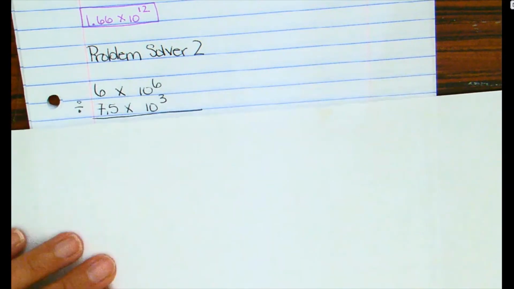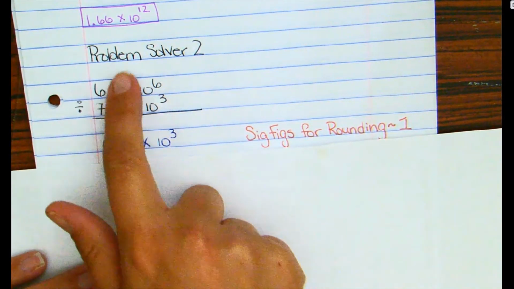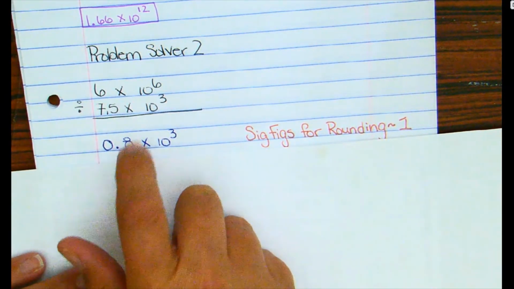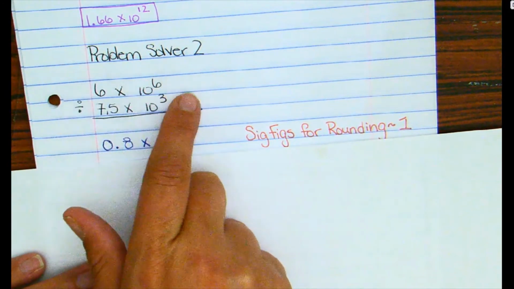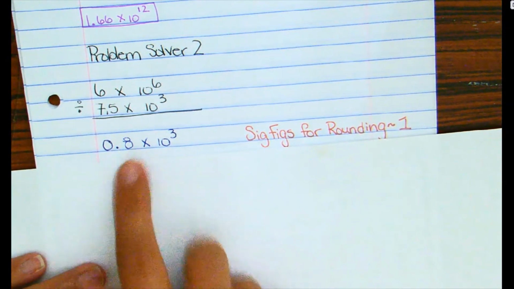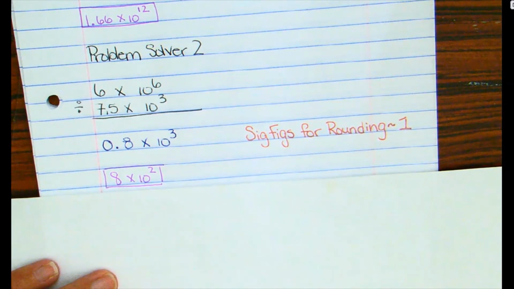Okay, time for problem solver 2. Solve 6 times 10 to the 6th divided by 7.5 times 10 to the 3rd. Okay, the first thing you do is solve everything before the x. So 6 divided by 7.5 is 0.8. Then 6 minus 3 is 3. We figure out our sig figs for rounding, which is 1, and we already have 1 shown. And then we put it into proper scientific notation, which is 8 times 10 to the 2nd.